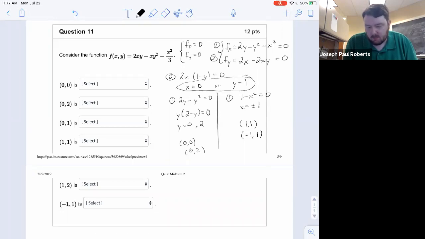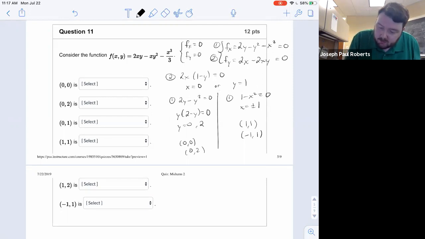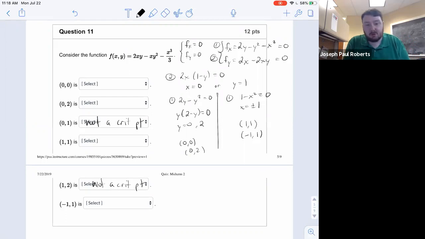You might be tempted to think that (0, 1) is a critical point. Sure, (0, 1) makes the second equation 0. But if y is 1 and x is 0, you don't get the first equation to work out. So if you stay organized, it should take care of itself. But be careful. So (0, 1) is not a critical point, and neither is (1, 2). Just plug into both partial derivatives, see if they're both 0, and no, they're not.